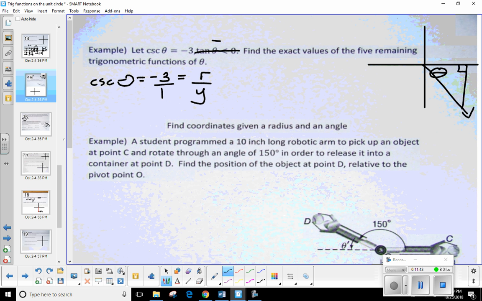Now, don't worry about the negative. We'll go ahead and talk about the negative in just a second. So I know that the radius is 3. The y value has to be 1, right? So I'm going to say 3, and I'm going to put the 1 right here. We don't know what the x is.